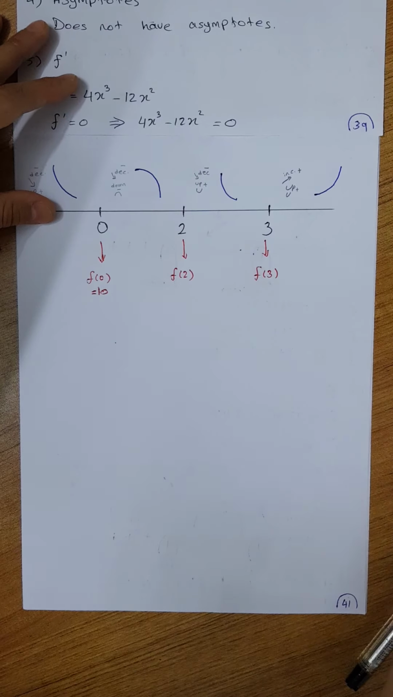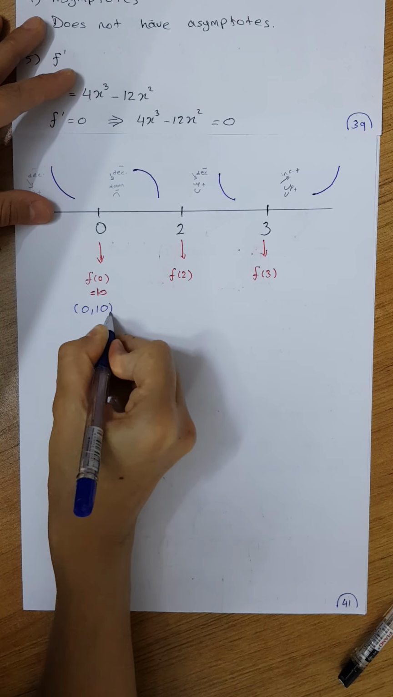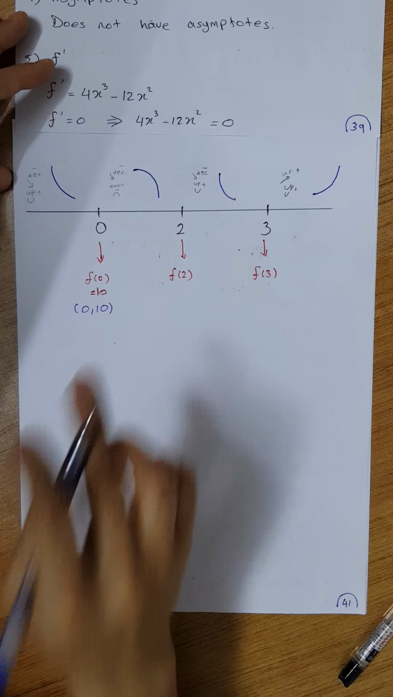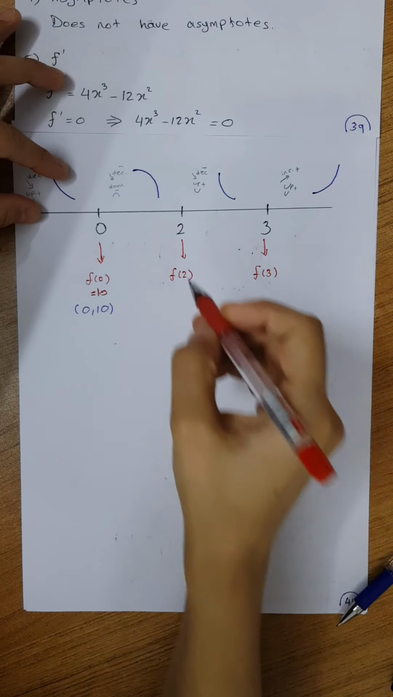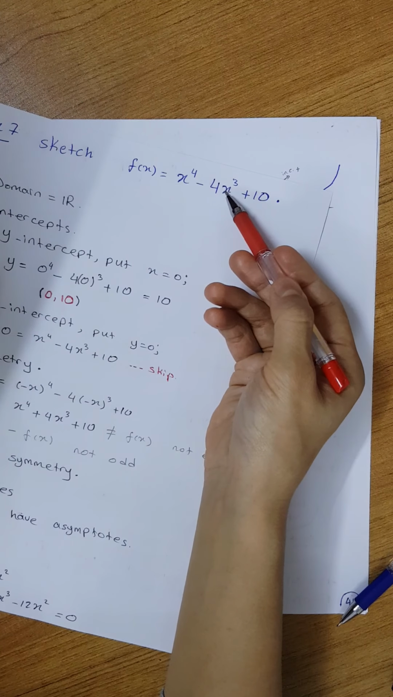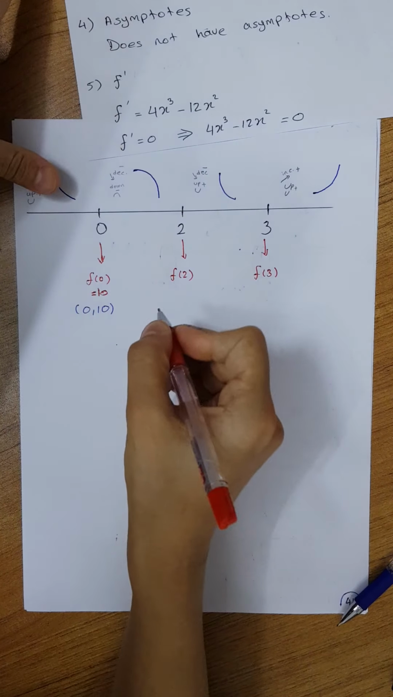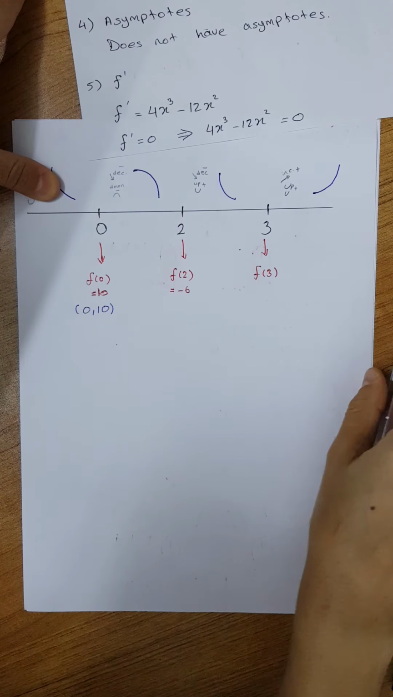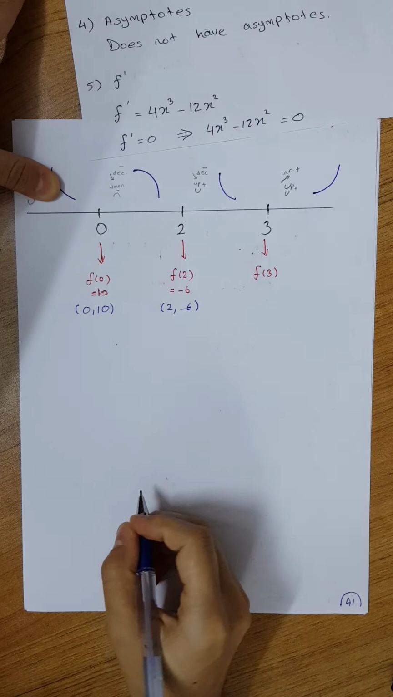So what is the point that I have got? When I put 0 into the function, I will get 10. Okay, that's the x-axis and that is the y-axis. Now, if you put 2 into the function that we have got, that means 2 to the power of 4 minus 4 multiplied by 2 to the power of 3 plus 10. What will I get? If you calculate it, it is an easy calculation. You will get minus 6. So what is the point that I have got? I input 2 into the function, I got minus 6 out.